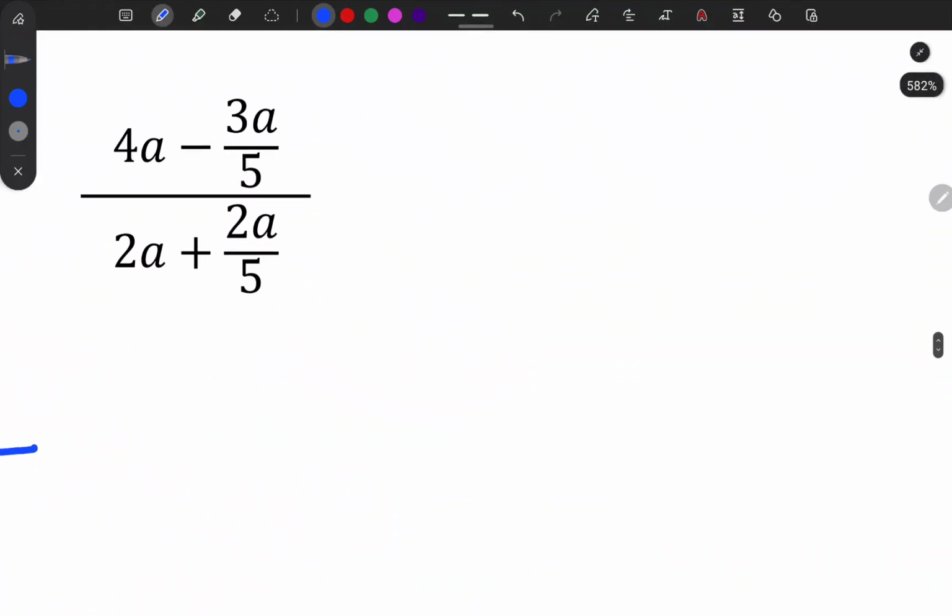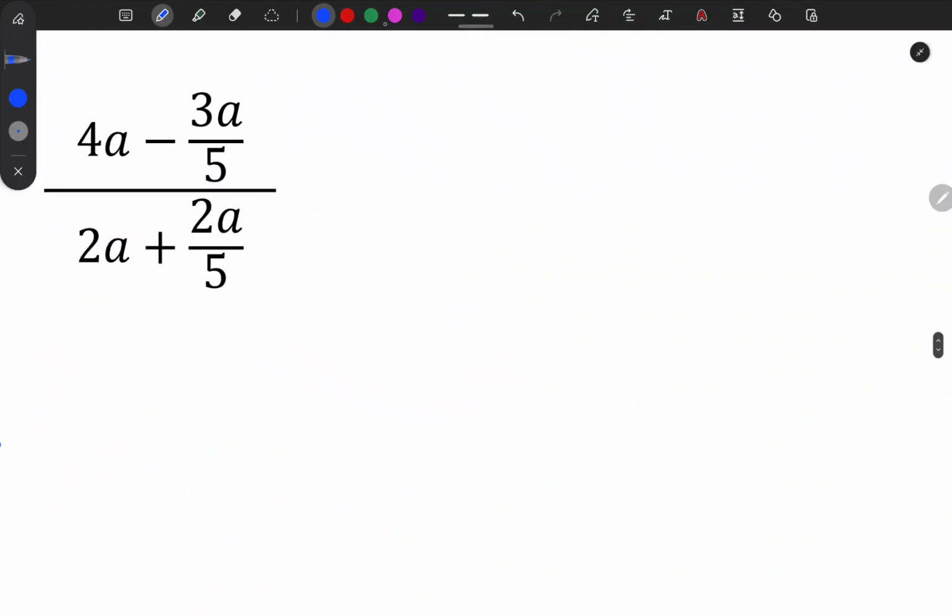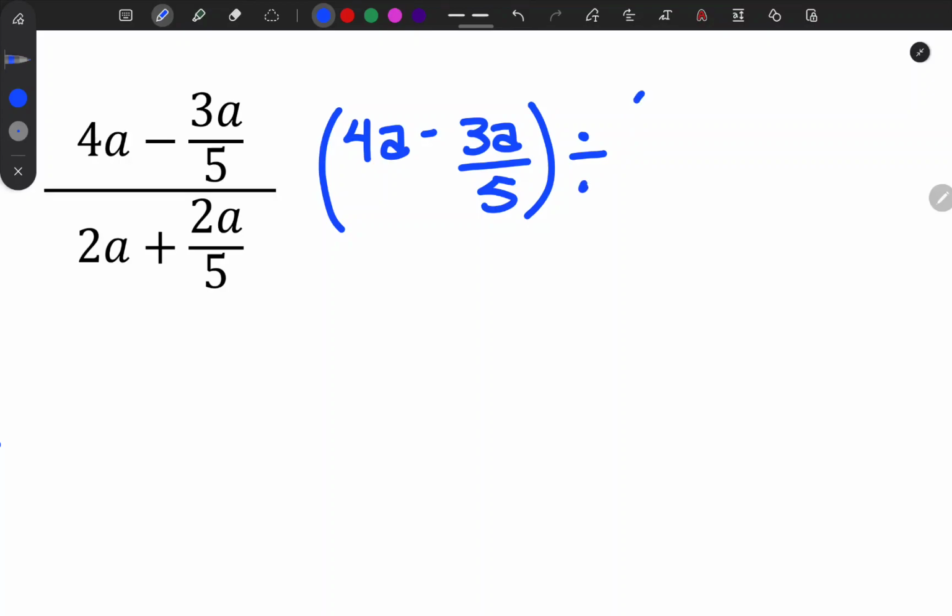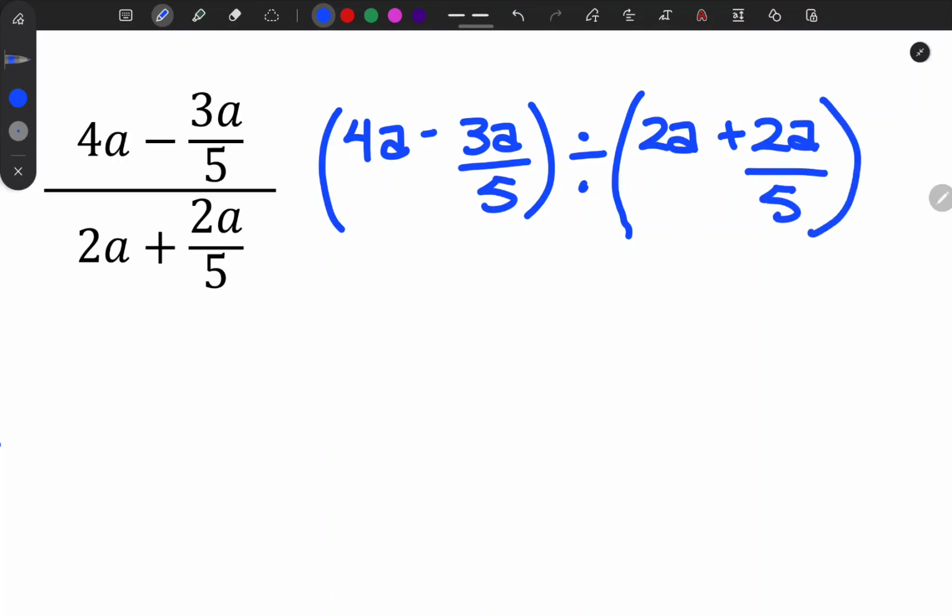So again, we'll start with method 1. Method 1 is rewrite as a division problem. 4a minus 3a over 5, I'm going to wrap this in a bracket, divided by 2a plus 2a over 5. Now, given that I have subtraction and addition happening in those two brackets, I'm going to have to do both of those before I can do any division. I'm not thrilled about this, but we'll make it work.